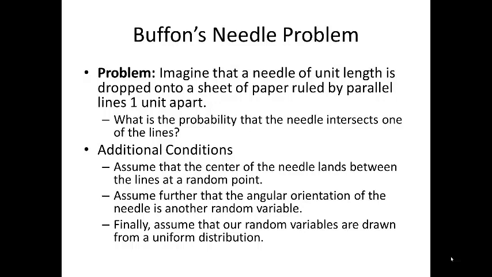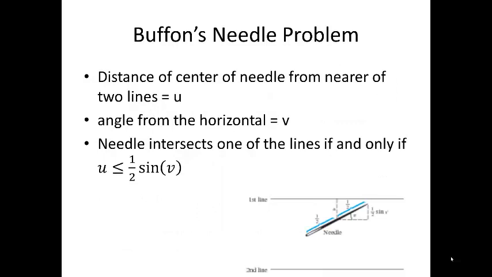So let's take a look at an illustration of this. Now, here you see the distance of the needle from the nearest of the two lines is going to be denoted as u, and the angle of the needle from the horizontal is going to be denoted as v. The needle will intersect one of the lines if and only if u is less than or equal to 1/2 sine v.